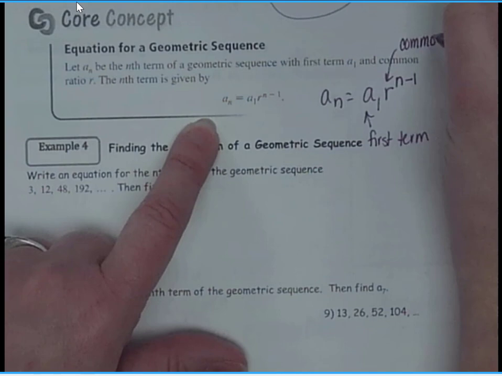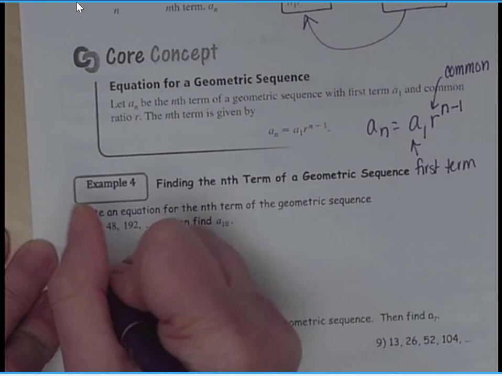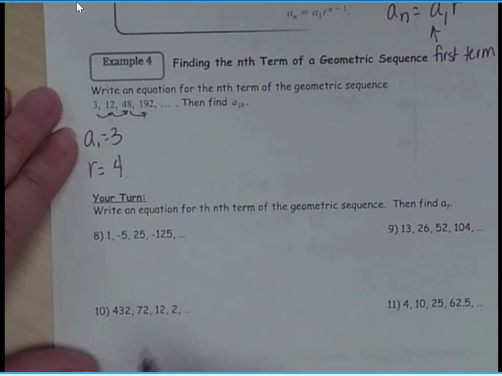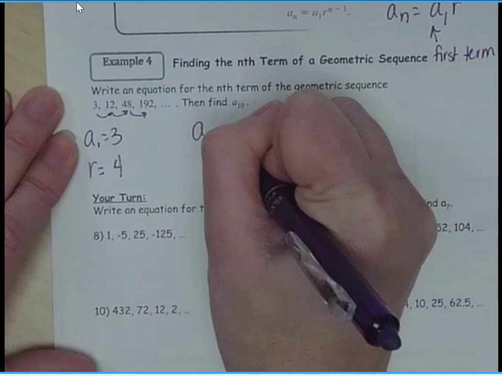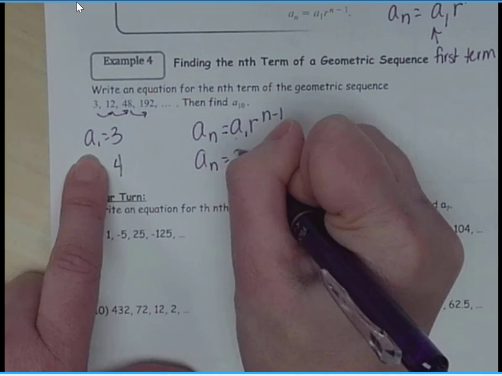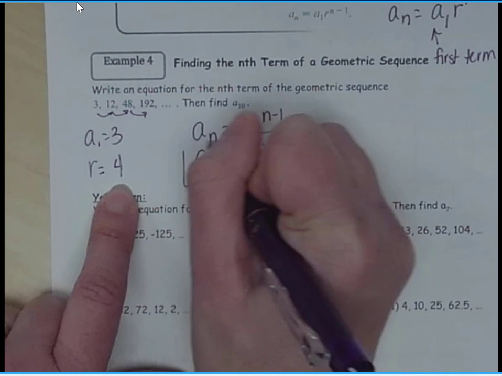Okay. So if I look here, a sub 1 is 3. That's the first term. Well, how do I go from here to here, here to here, and here to here? It's my common ratio, multiply by 4. So now, what is my equation going to look like? Well, if I have a sub n equals a sub 1 times r to the n minus 1, what do we know? So I have a sub n, my first term is 3. My common ratio is 4, so here is my equation.